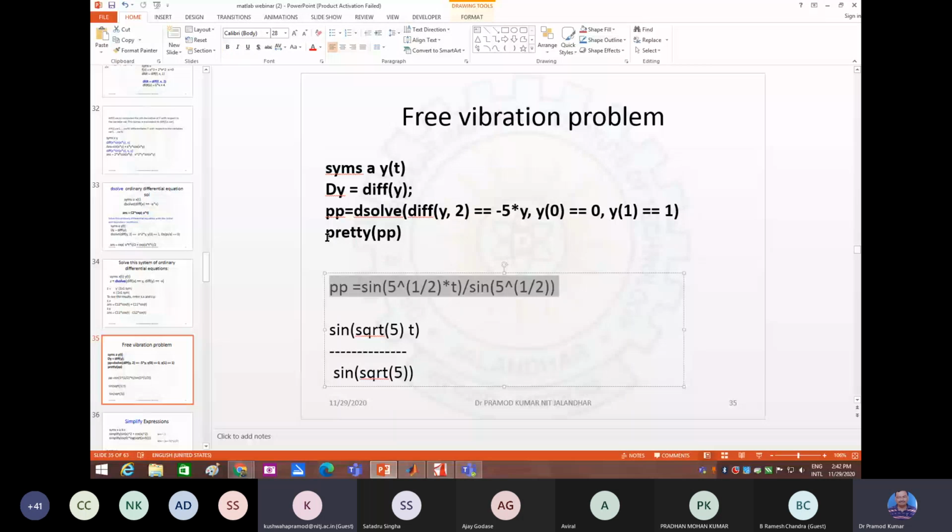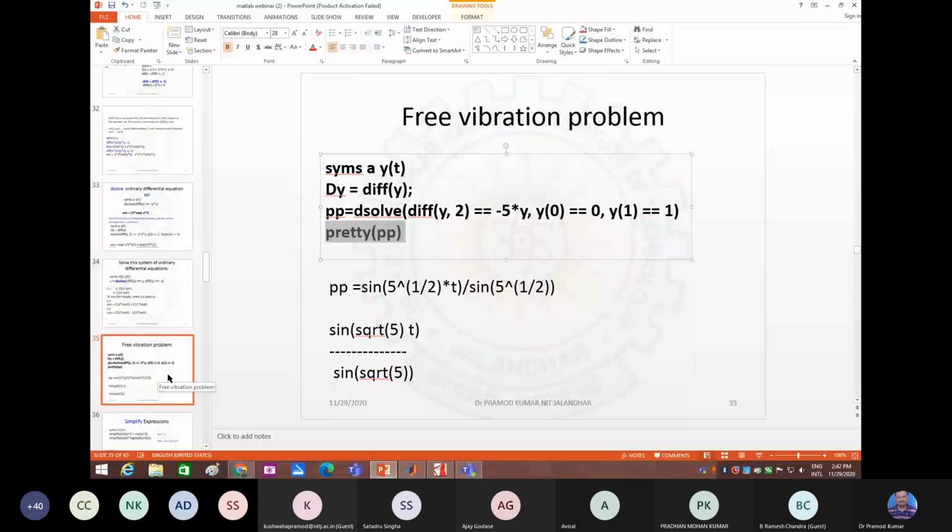We use pretty to see the expression in a better way. Sine square root of 5. Till this we had discussed in the last class.